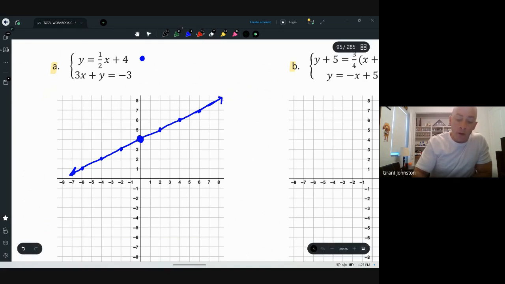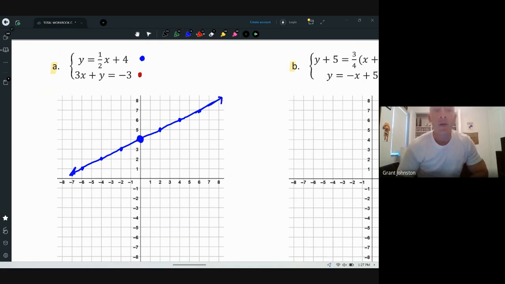Now let me do this second equation. I'm going to do that one in red. So I have 3x plus y equals -3. This is written in standard form, and I generally have been suggesting convert it into slope-intercept form. So I'm going to rewrite that equation really fast up here.